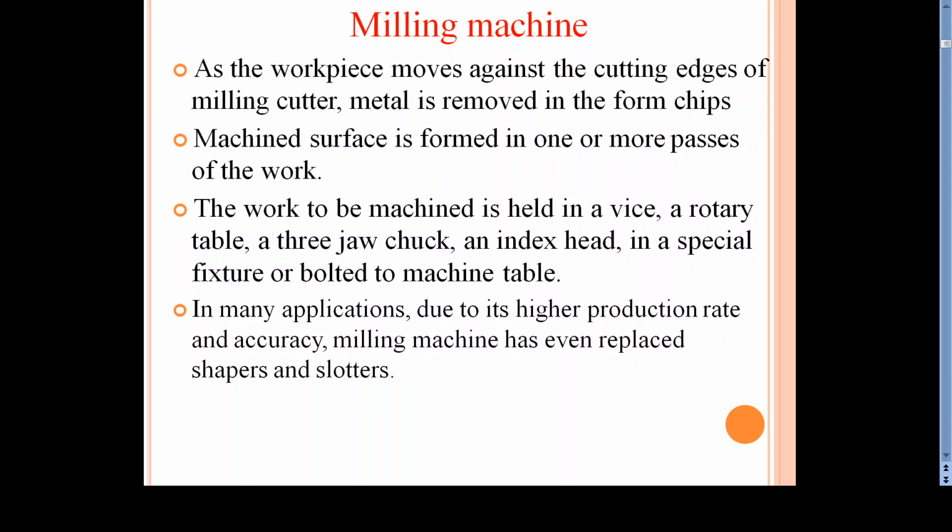The work to be machined is to be held on a vise. That is the work holding device. Vise is kept on the table. A rotary table, a three-jaw chuck, or an indexing head, all these can be used for holding the workpieces. In many applications, due to its higher production rate and accuracy, milling machine has even replaced shaper and slotting machine.